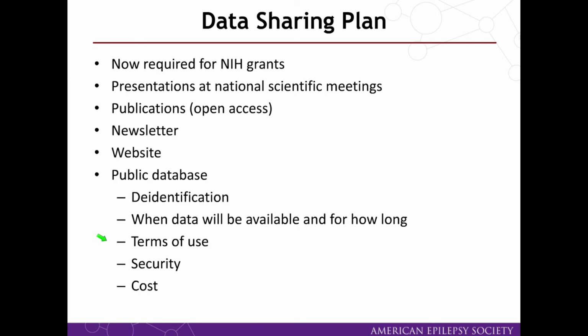Finally, a note about the data sharing plan. So this is now required for all NIH grants and many other types of grants as well. Data sharing can include presenting the data at national meetings and publications with a plan for open access, but also submission of the data to public databases that will allow other investigators access to the data for additional analyses. And this should include details of when the data will be available, what the terms of use will be, the security and the cost of the data sharing.